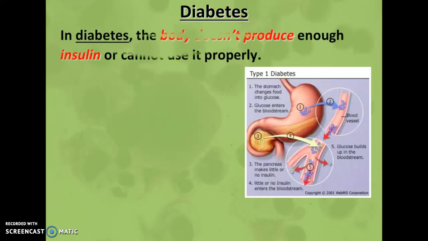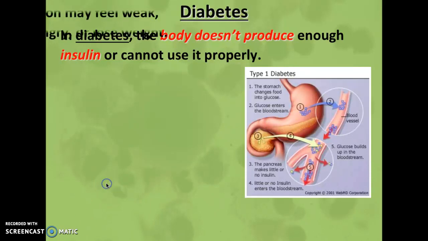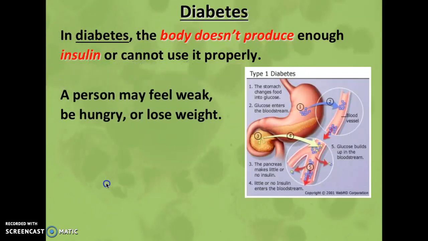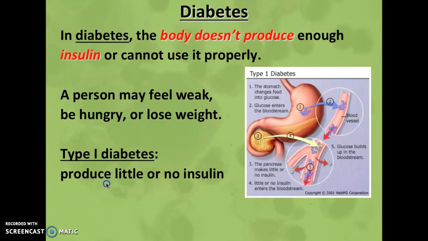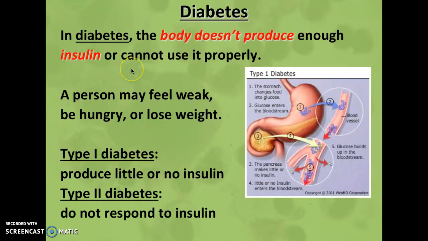Diabetes is something else that you may be familiar with. When a person has diabetes, that means that their body doesn't produce enough insulin, or they can't use the insulin properly. So there's two different types. There's actually three different types of diabetes, but we're focusing on just diabetes in general. So symptoms of diabetes means that the person is going to perhaps feel weak or be hungry or lose weight. There's a lot of other symptoms as well, but those are just some general symptoms.